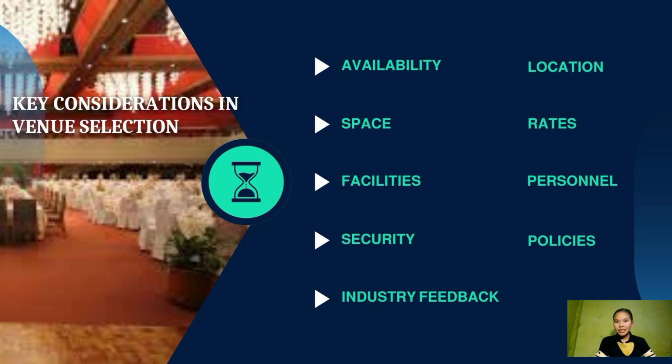Seventh is the rate, and the cost should fit the budget. For example, if your budget is only 50,000, then choose a venue within that amount. Eighth is the personnel. The staff should be professional and accommodating.